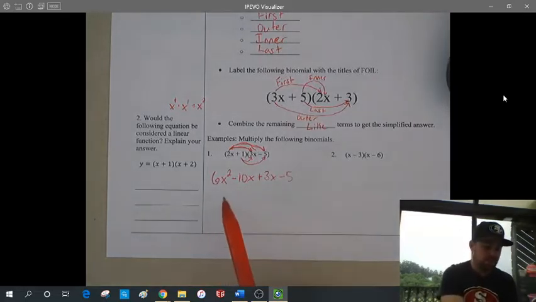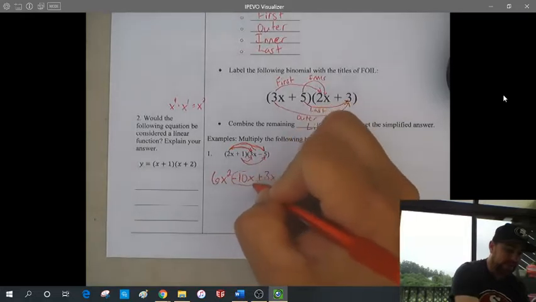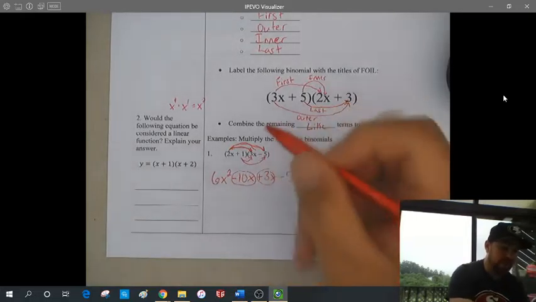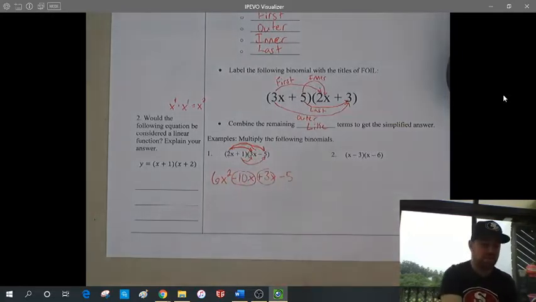So this is what I end up with after I use FOIL to multiply this. And now I look for any like terms. Typically, assuming the binomial is set up this way, where there's a variable term and a constant in each one, those like terms are going to show up here in the middle. Not necessarily has to be the case, but you just want to check through and see if you have any like terms.